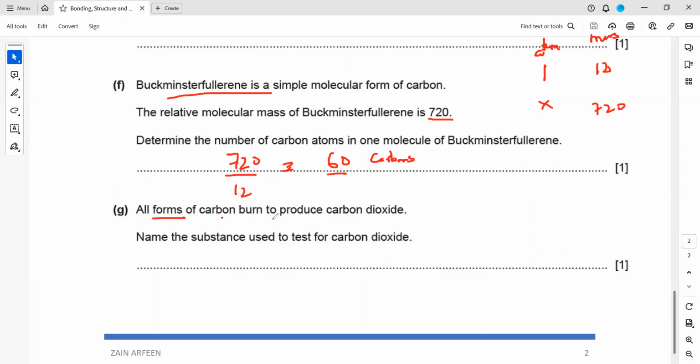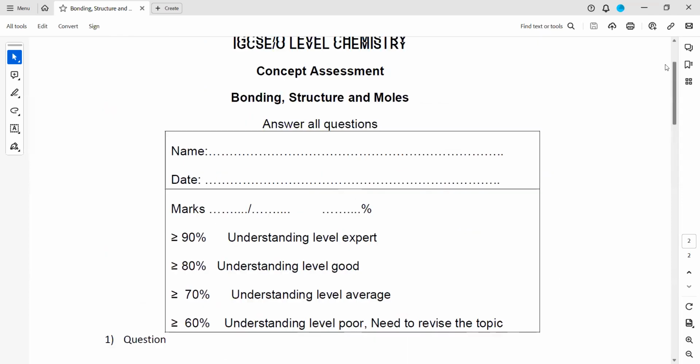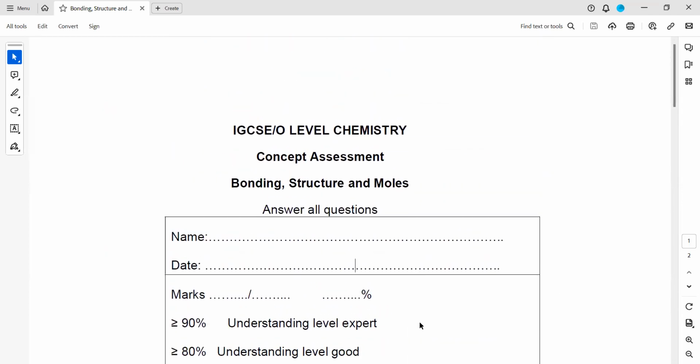All forms of carbon burn to produce carbon dioxide. Name the substance used to test for carbon dioxide. To test carbon dioxide, we use lime water, and the lime water will turn milky. That's how we test carbon dioxide. So this was the pop quiz related to bonding structure, and the moles part, why I mentioned moles, is because we use mass there to work out the number of atoms.